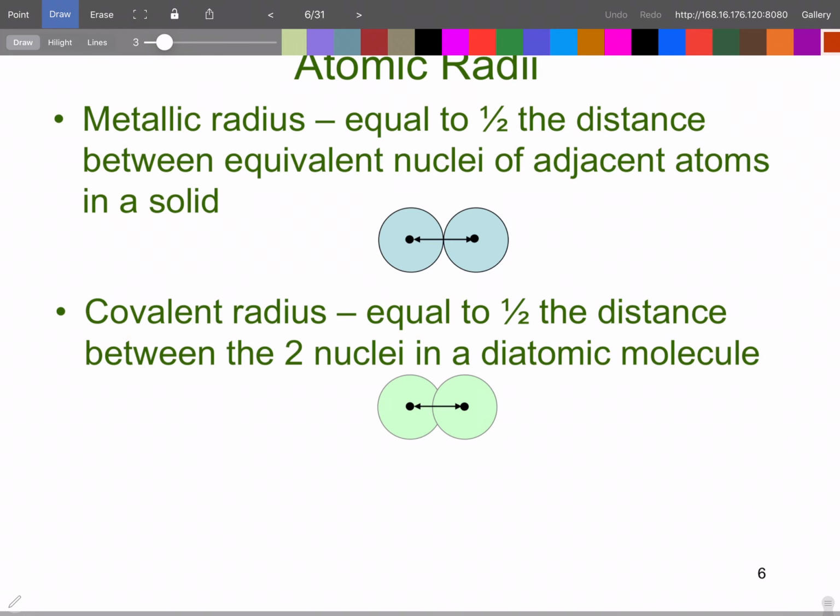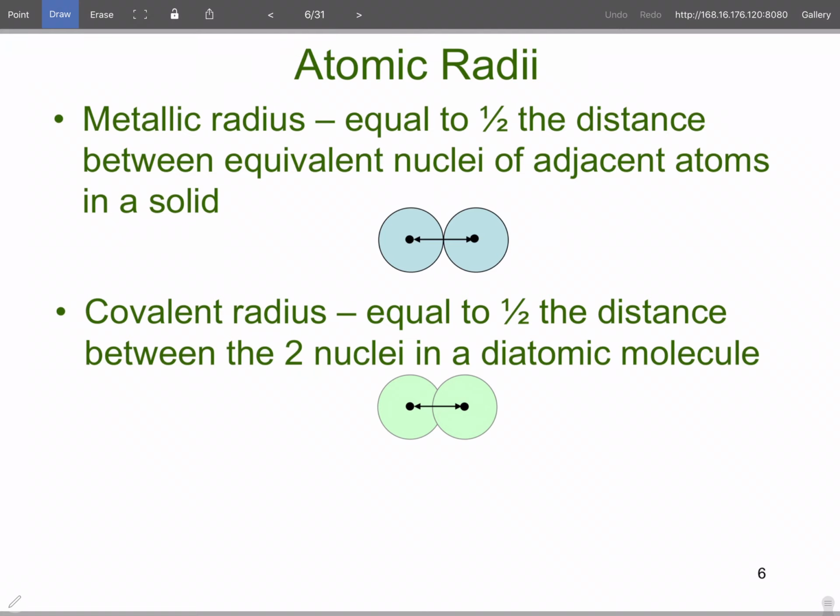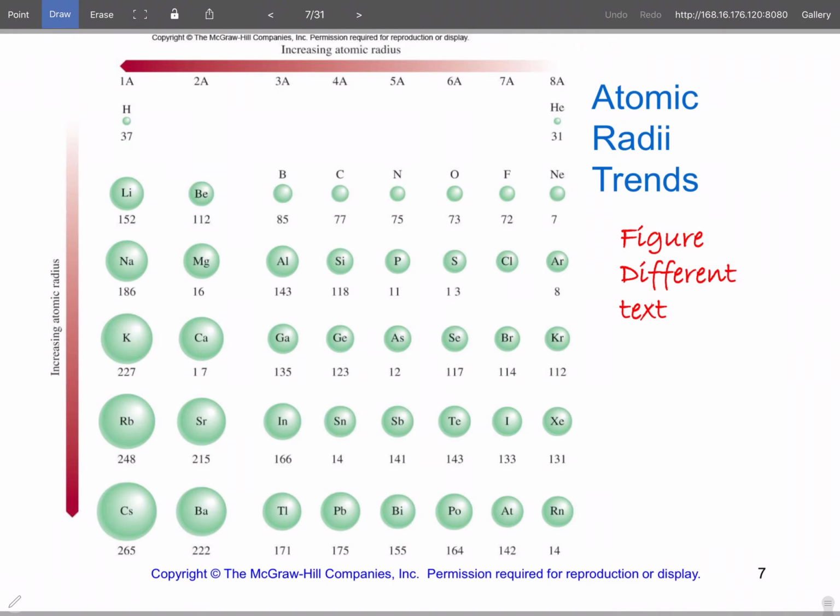So let's talk about trends. First trend we're going to talk about is the radii. And when we talk about the radii, we're talking about an atomic radii. And if it's a metallic compound, it's the distance between the two nuclei divided in half. So, for example, if this is 2, then this distance here would be 1. Okay? If it's a covalent radii, then it will be a shared bond. And again, you're going to find the distance between the two nuclei and divide it by 2.